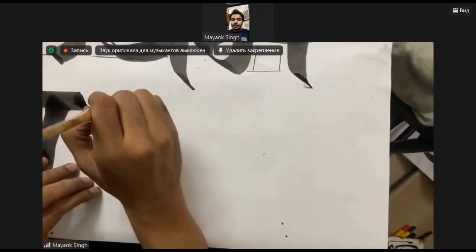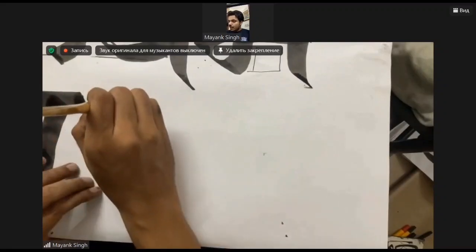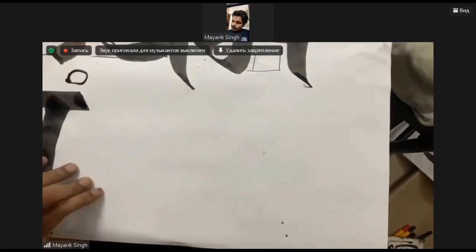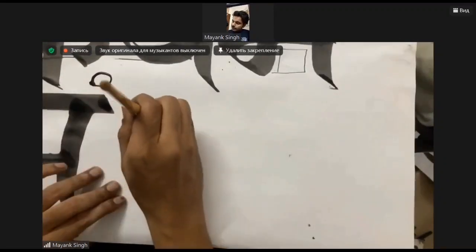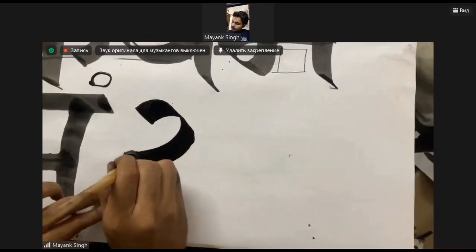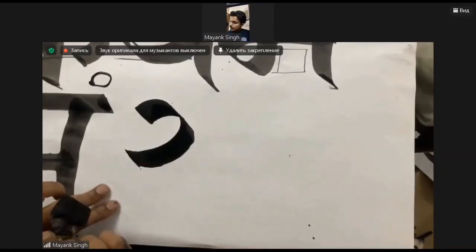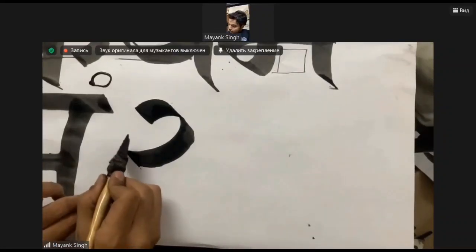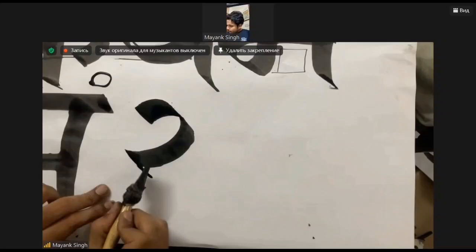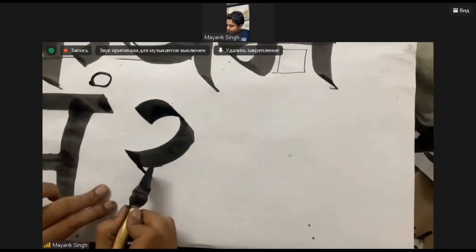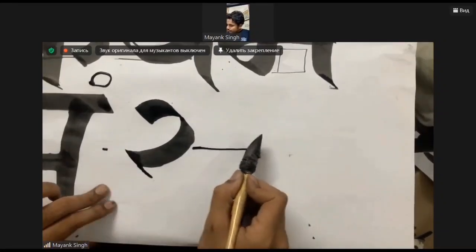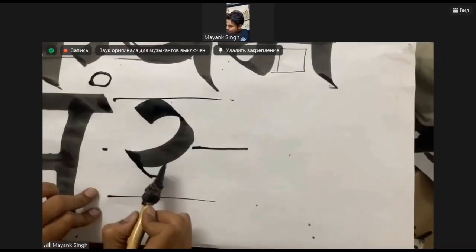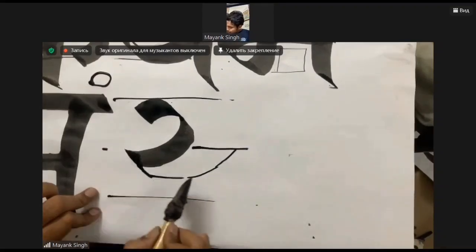Now comes ya. Ya would be very similar to tha, but without the circle in the beginning. It would be like this. This is Ra so far. A also has this same stroke. From here, you begin from this line, the end of the stroke, and make a line like this as well. So you need to come back to this plane. So that's how the stroke is going.